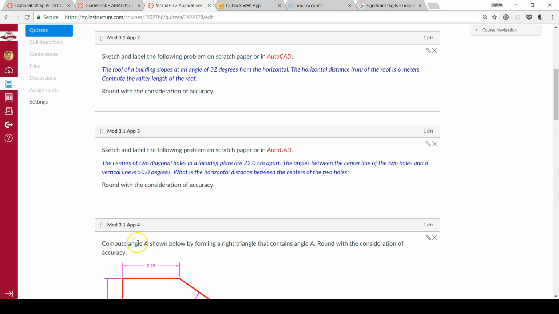Question number 3 is also a word problem. Let's go through this together. The centers of two diagonal holes. Okay, so the holes are diagonal to each other. It's going to be like an angled line between these two holes.